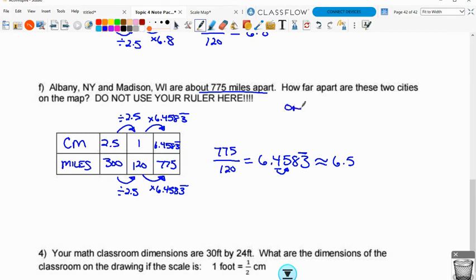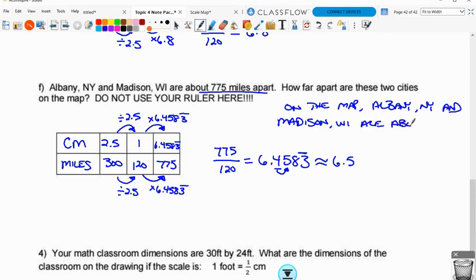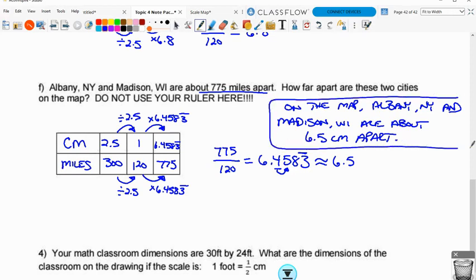So on the map, Albany, New York, and Madison, Wisconsin are about 6.5 centimeters apart. So that is your scale distance on the map.